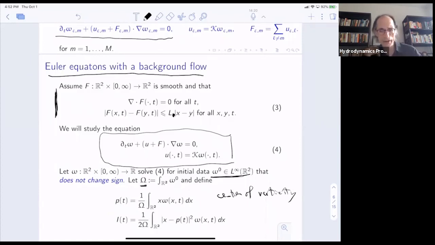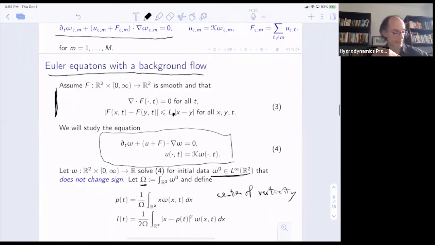It tells us how concentrated the vorticity is around its center of vorticity. If, for example, the vorticity is concentrated in a ball of radius epsilon around the center of vorticity, and it's entirely supported there, then x minus p squared would always be of order epsilon squared where omega is non-zero. So this would be a quantity of order epsilon squared. So the square root of I is something like the length scale of the vorticity concentration around its center of vorticity.